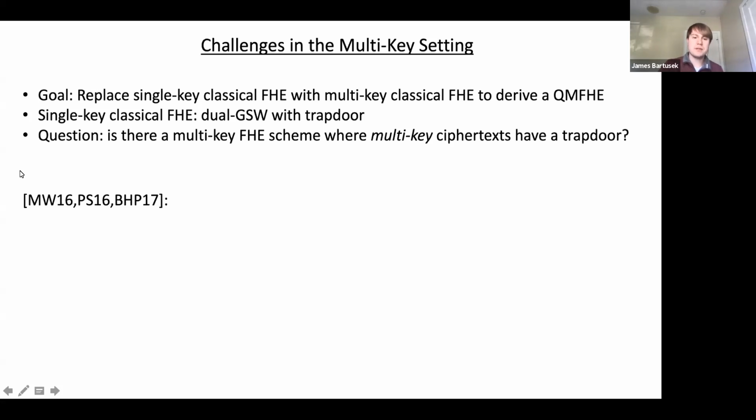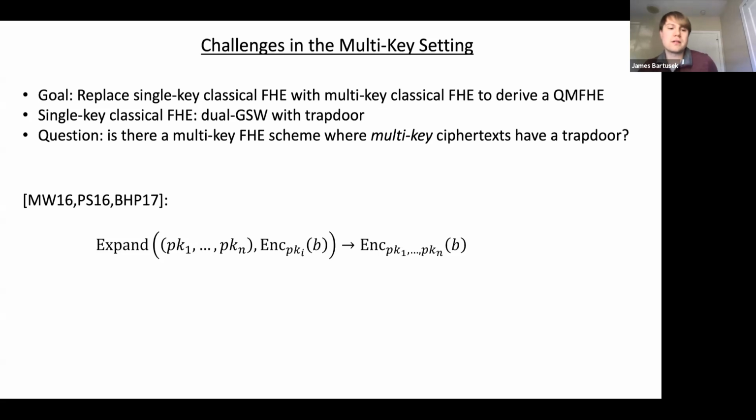There are various classical multi-key FHE schemes in the literature, and pretty much all of them have to support a procedure of the following form. It's called expand. Here you have an encryption of a bit B under some public key PKI, and you also have a bunch of independently generated public keys PK1 through PKN, and you want to run a procedure that converts this encryption into an encryption of the bit under all the public keys at once. So you need to support this key expansion procedure.